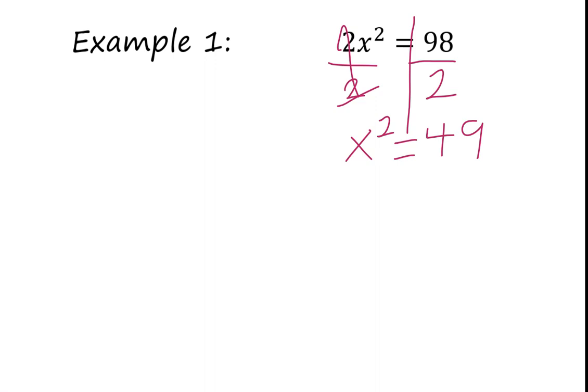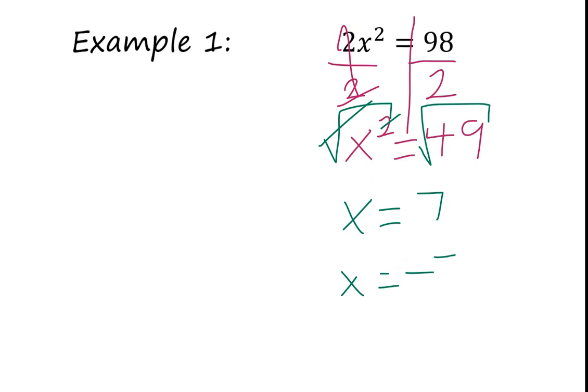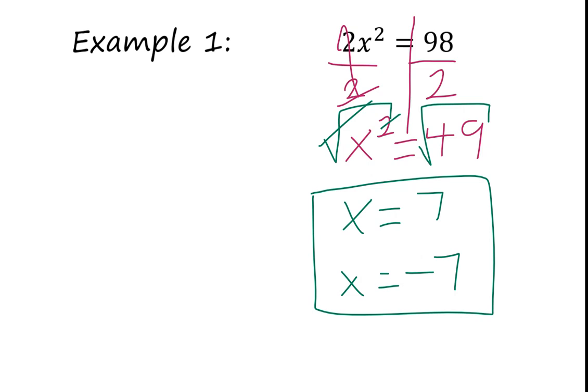So now I need to remove that exponent, that squared. The way we remove it is by doing the opposite, which is taking the square root. What you do to one side, you have to do to the other. So the square root and the squared cancel each other off, and I'm left with x is equal to the square root of 49. Well, 49 is a perfect square, and it gives me a positive 7 and a negative 7. So x equals 7, and x equals negative 7. Those are my solutions.